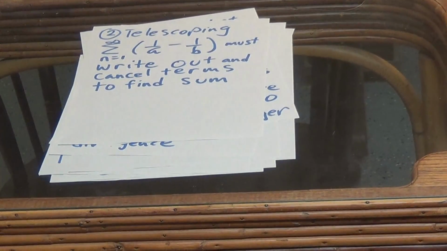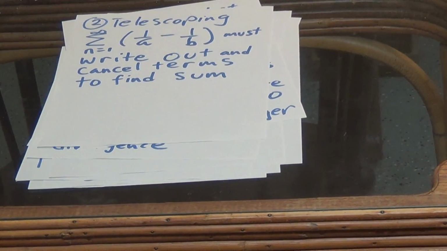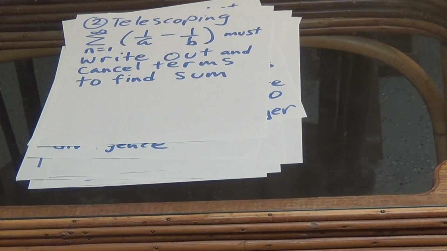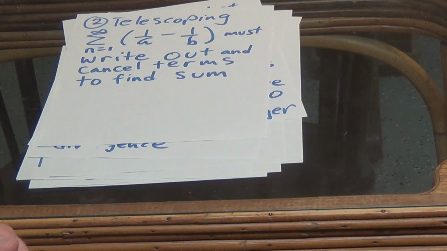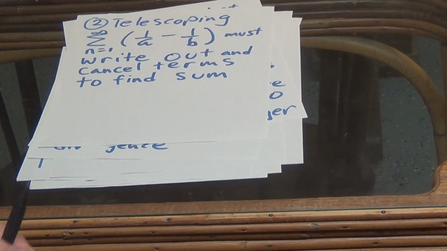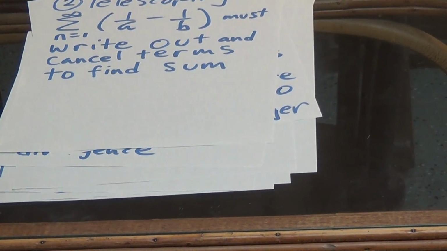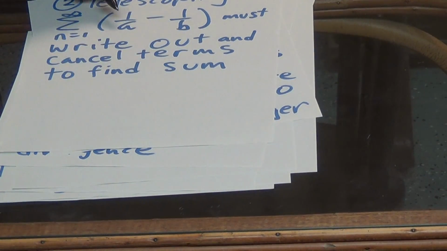Second one is called telescoping, and it's basically a sum of two fractions subtracted, and there's no memorized formula for each one. They must be worked out individually, and you must write out and cancel terms to find the sum of one of these.